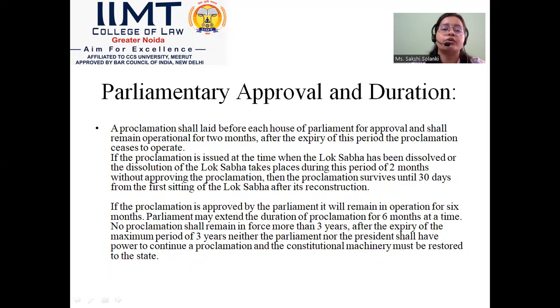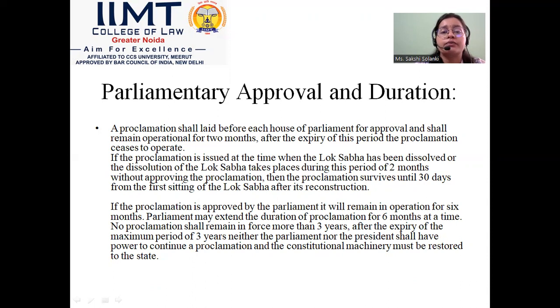Parliamentary approval and duration is one of the major important points. A proclamation shall be laid before each house of Parliament for approval and shall remain operational for 2 months. After the expiry of this 2 months period, the proclamation ceases to operate. If the proclamation is issued at a time when the Lok Sabha has been dissolved, or dissolution of the Lok Sabha takes place during this period of 2 months without approving the proclamation, then the proclamation survives only until 30 days from the first sitting of the Lok Sabha after its reconstruction.